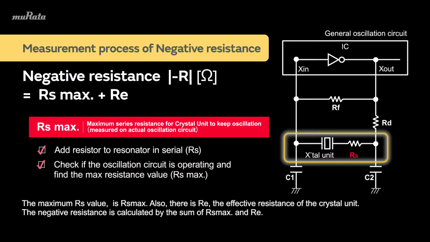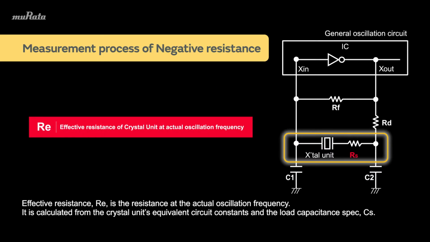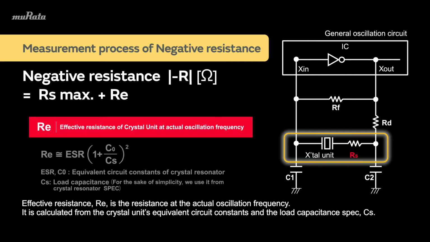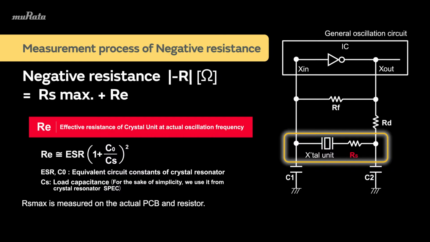Also, there is RE, the effective resistance of the crystal unit. The negative resistance is calculated by the sum of RS max and RE. Effective resistance, RE, is the resistance at the actual oscillation frequency. It is calculated from the crystal unit's equivalent circuit constants and the load capacitance spec, CS. RS max is measured on the actual PCB and resistor. Please watch the following video depicting the RS max evaluation process at our test lab.